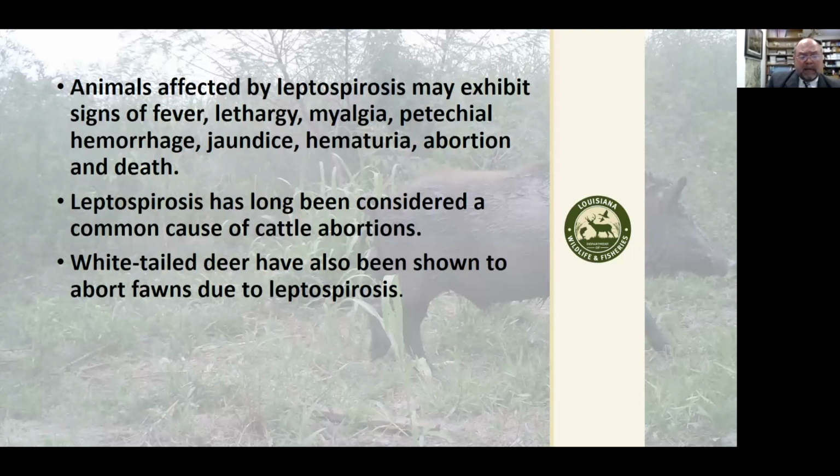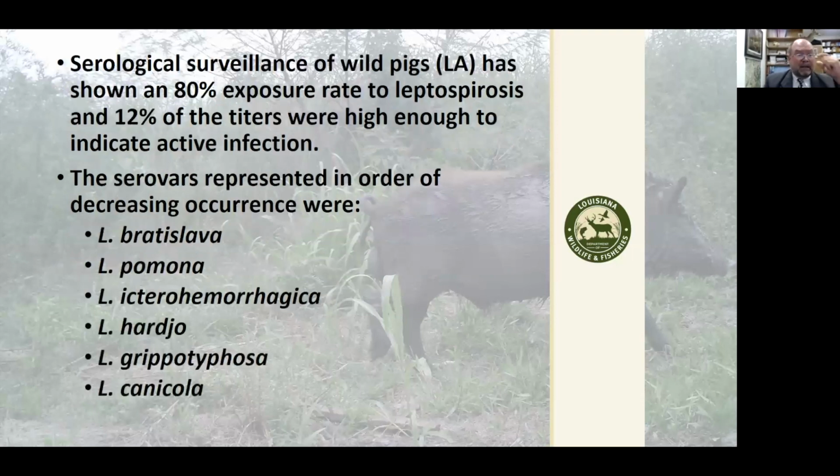So this is a bacterial disease that is commonly vaccinated for in domestic animals and domestic livestock. Of course, in the wildlife, we don't generally have that luxury to vaccinate them. So in Louisiana, in my state, some serological surveillance showed that up to 80% of the pigs had been exposed to leptospirosis, and the titer was such that about 12% of those probably had active infection when we were testing them. So once again, Bratislava and Pomona are commonly represented in pigs, but we've seen the whole gamut of these different serovars in the pigs as well.